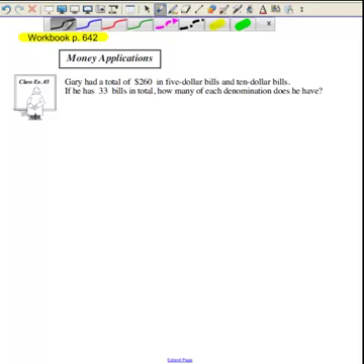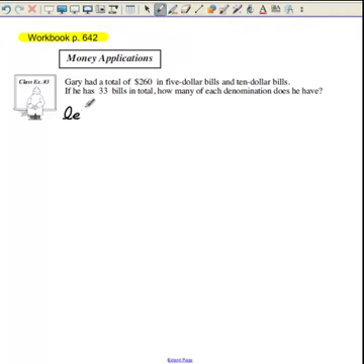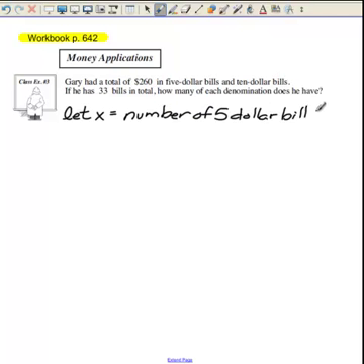When nothing is obvious to me as far as dollar bills go or anything like this, I like to use X and Y, but any letter will work. And be really clear what you're representing. A $5 bill has a value of $5, so I'm not going to let X equal the value of $5. I already know the value. Instead, I'm going to let X equal the number of $5 bills. And then I'm going to let Y equal the number of $10 bills.